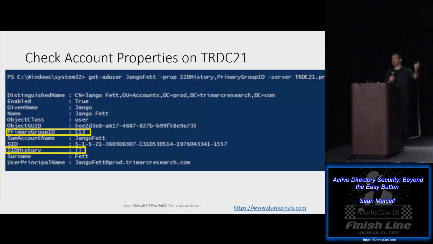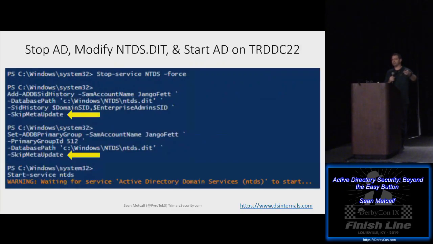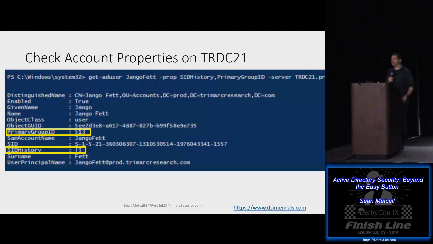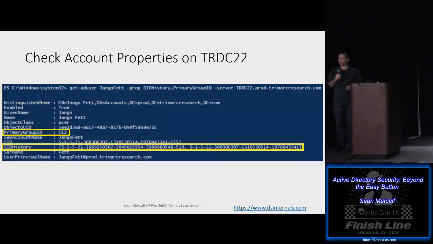Well, after this comes back up again, I just want to note we've done that on 22. When that comes back up again, it's up and running for a while. Let's go ahead and check those properties. There's been no change to Django Fett at all. So we check our DCs. We take a look at everything. Well, what about DC22? We take a look at DC22. The change stays on that DC.